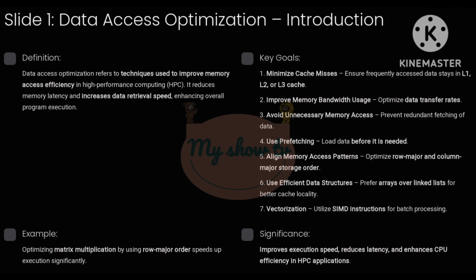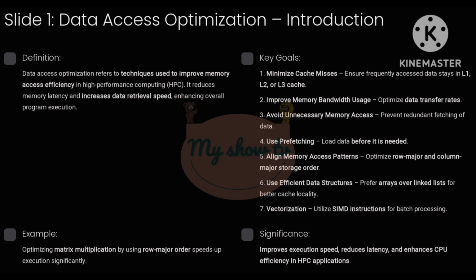Data access optimization. Efficient data access is one of the most critical factors in high-performance computing, HPC. Even with the fastest processors, a poorly optimized memory access pattern can significantly slow down execution. This is where data access optimization plays a vital role. Key explanation. Data access optimization focuses on improving how data is retrieved, stored, and transferred within the memory hierarchy. The goal is to minimize delays, increase cache efficiency, and reduce unnecessary memory accesses.